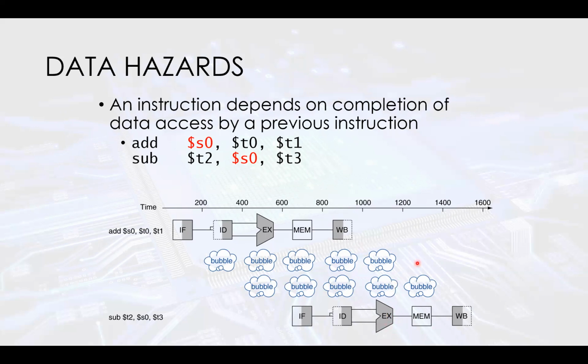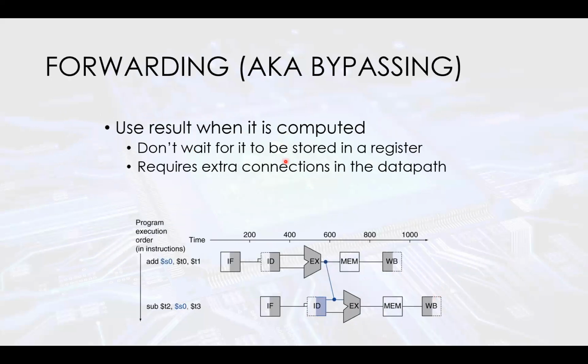Okay. There's a number of tricks that we can do. So maybe forwarding, for instance. And the idea here is that I add special connections in my data path, maybe from the execution unit, and I just cycle that right back into its inputs, so the output to the input.